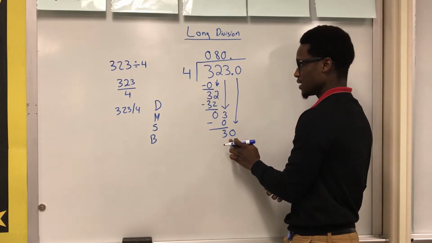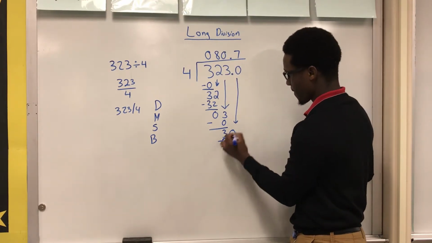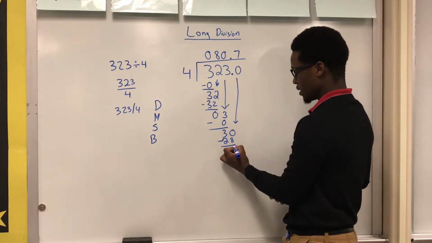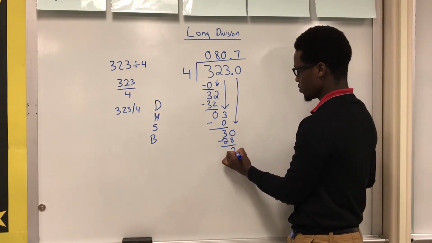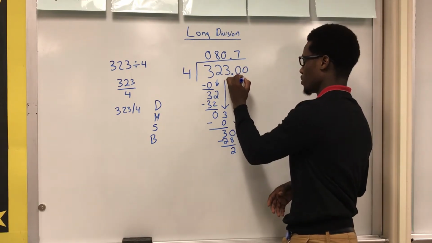4 goes into 30 7 times. It's going to be equal to 28. 30 minus 28 is going to be equal to 2. Once again, we have a remainder. So let's go ahead and add the 0 again.